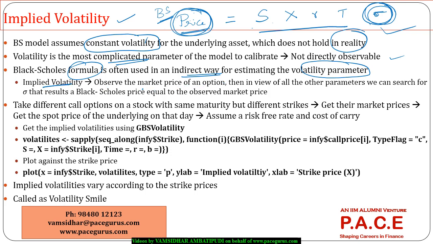So here, instead of computing the price of the option, we take the price of the option from the market. We take all the other parameters as they are. So this will become the unknown for us. So we try to search for this standard deviation by equating the Black-Scholes price to the market price. So that is what is a measure.